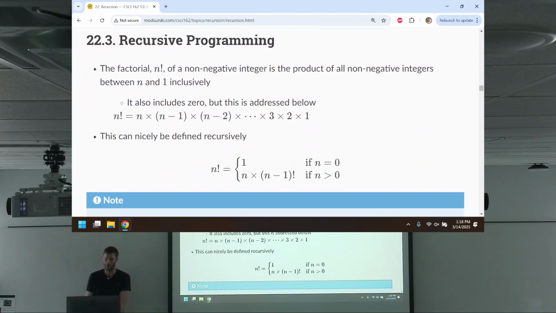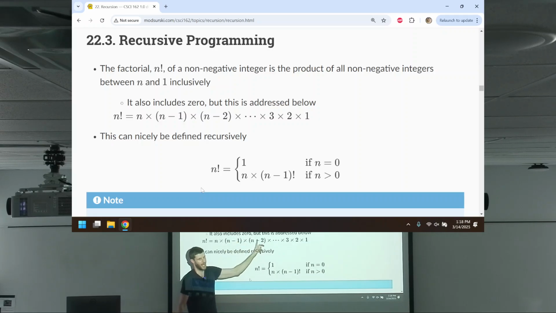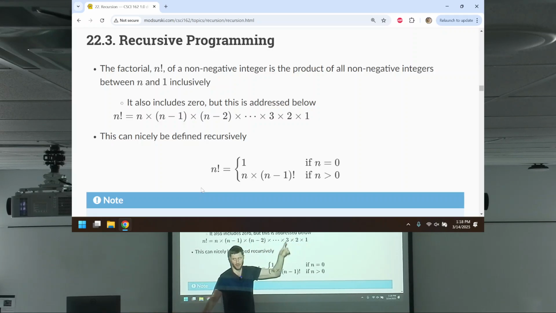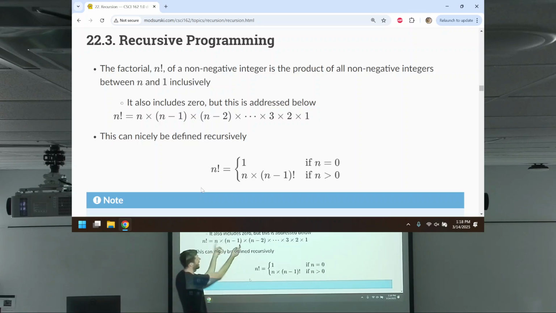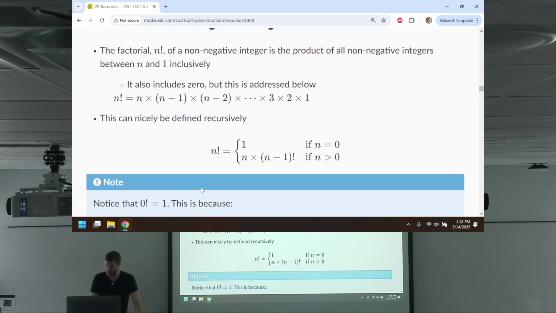So factorial. Factorial of a non-negative integer is the product of all positive integers between n and 1, right? So it also includes 0, but this is addressed below. Yeah, you can get 0 factorial, but 0 factorial is defined as 1. We'll talk about that in a second. So n factorial is n times (n minus 1) times (n minus 2) times yada, yada, yada, 3 times 2 times 1. Okay? That's factorial. And you might look at this and be like, that looks like the same thing over and over, which it absolutely is. And here is the recursive definition of factorial.